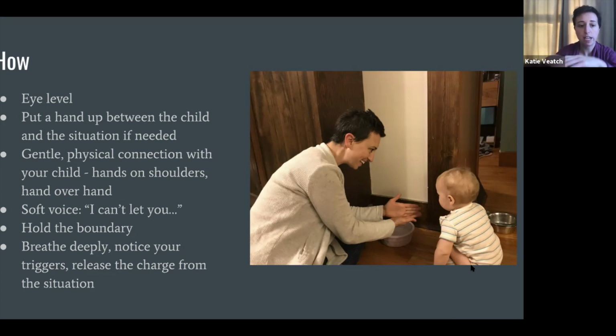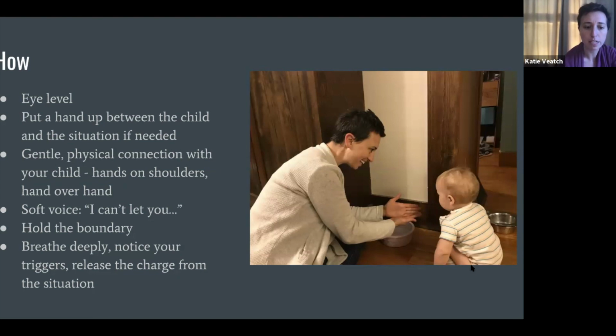We can do hand over hand of "I can't let you," which ended up being where I put my hand gently on my child's hand and said, "Oh, I can't let you go in the dog's bowl." Another thing I've heard recently is "I'm not willing," right? So it's not saying there's a universal rule that no one can touch the dog bowl. It's like, I'm not willing for that to happen right now because I'm not willing to clean that up and I'm not willing for the dog to not have food. That's an interesting phrase to consider and practice.